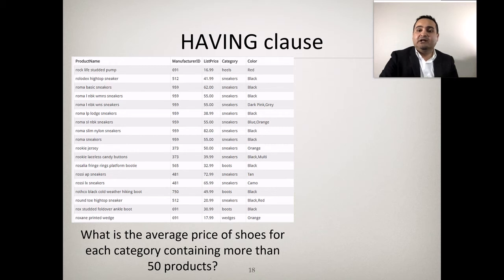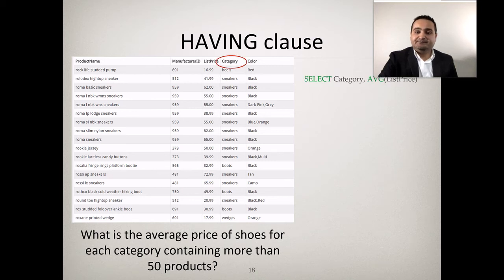So the having clause always comes with the group by. If we have an aggregate value that we want to, let's say, narrow down our output based on an aggregate function, then we use the having clause. So for example here, what is the average price of shoes for each category containing more than 50 products? So here, containing more than 50 products is basically an aggregate function where I need to count the number of products, and then if they are greater than 50, then I will show them. So you got the idea.